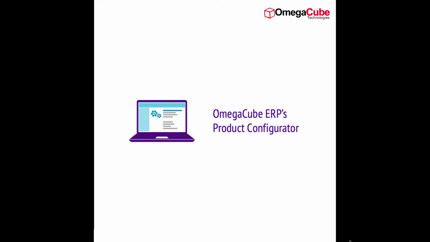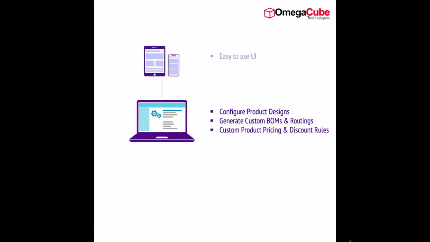OmegaCube ERP has an inbuilt product configurator functionality that lets you configure product designs, generate custom BOMs, routings, pricing, and discount rules for custom products. All this can be done from a simple-to-use browser interface that is accessible from any handheld device.